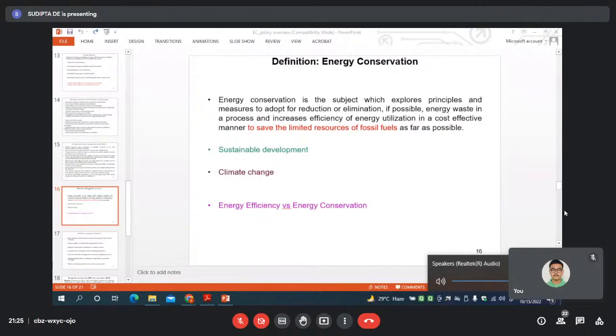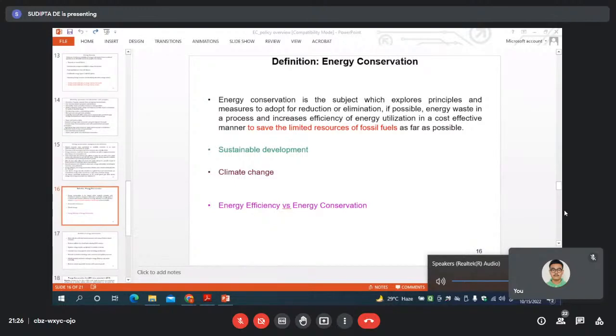But energy conservation does not necessarily always mean only energy efficiency. Because energy conservation means, say you are replacing your fossil fuel based system by renewable energy systems. Then what is happening? The objective function, as I have defined at the top of the slide, is to save the limited resources of fossil fuels. So anything that replaces or reduces the use of fossil fuels is an energy conservation measure.